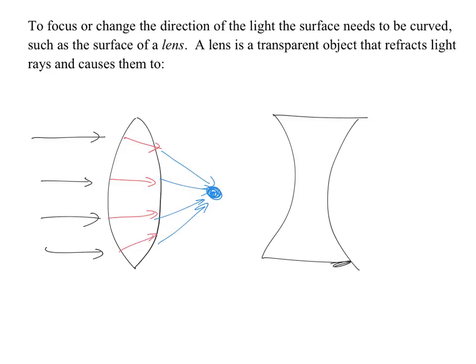Not focus. They will spread out the rays if anything. Okay, they'll diverge, hence diverging lens. So these light rays instead look like this. They're all coming in parallel. Separate scenarios, not the same scenario. They're all coming in parallel.